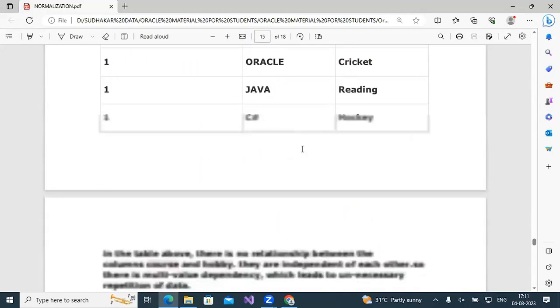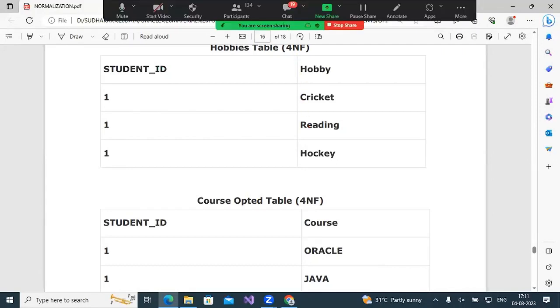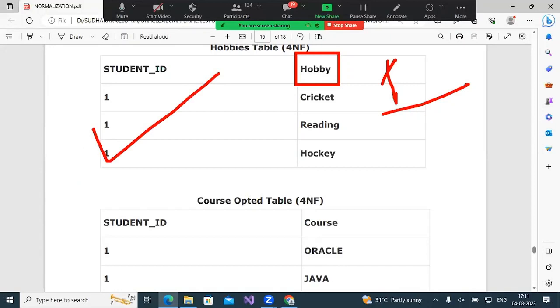How to decompose here? Now we can see the hobbies table is separate, and the course opted table is separate. In the hobbies table, a single column's same value maps with multiple values of the hobby column. But how many multi-valued columns are there here? Only one. So this is satisfied, because my table should not contain more than one. If one is there, no problem.